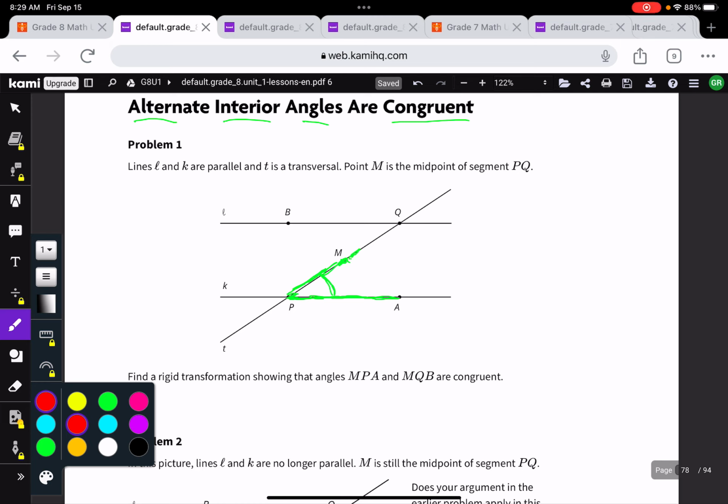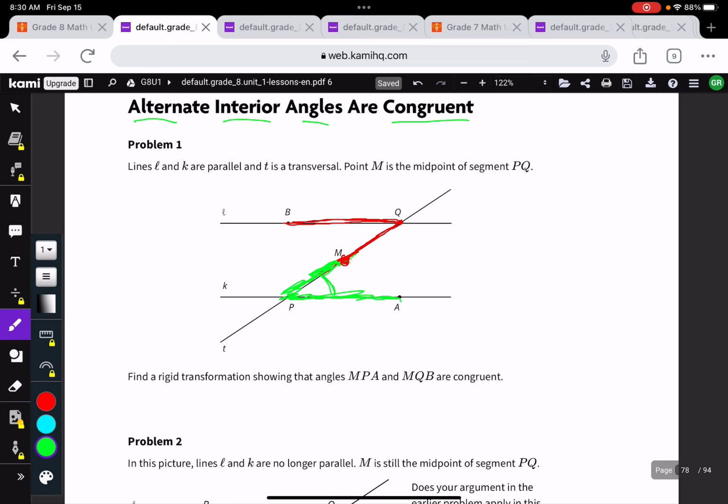And MQB. It says find a rigid transformation showing the angles MQB and MPA are congruent, meaning they're the same angle. And it says that this is the midpoint right there, so that should be a big clue. What do you think the rigid transformation is? How are we going to take this angle here and put it down onto this angle down here?